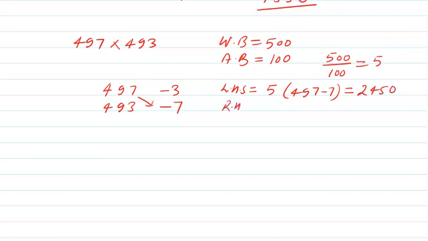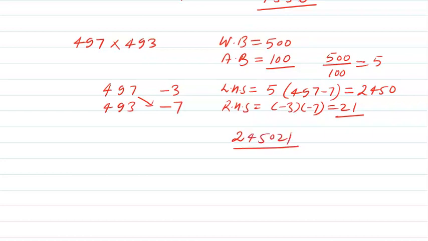And what will be the right hand side? Right hand side will be minus 3 into minus 7, that is equal to 21. The actual base has 2 zeros, so the right hand side should have 2 digits. 21 already has 2 digits, so the correct answer is 245021, and that is your answer.